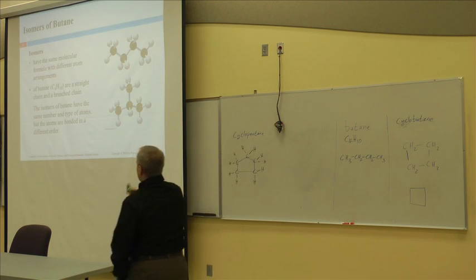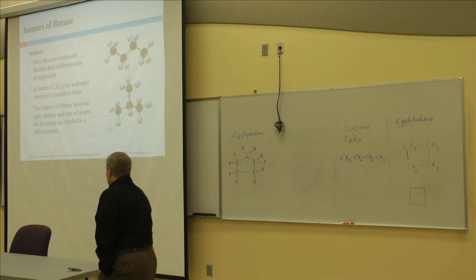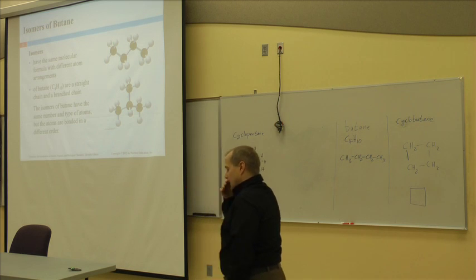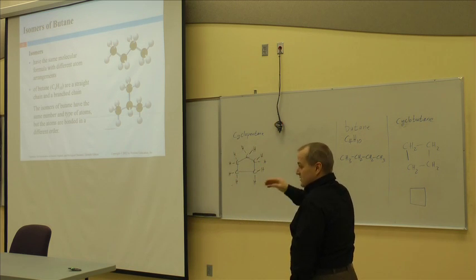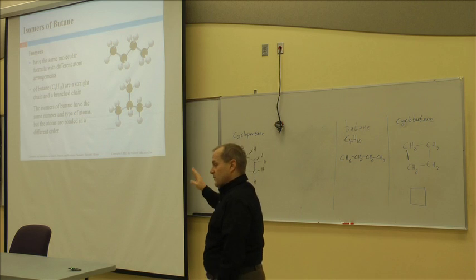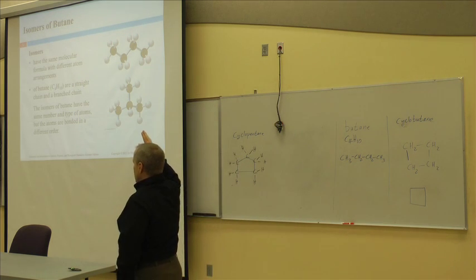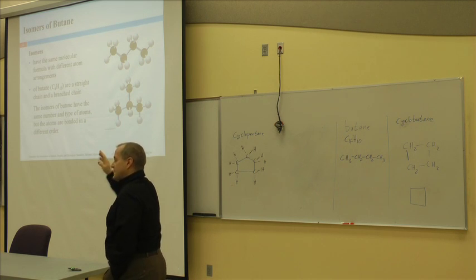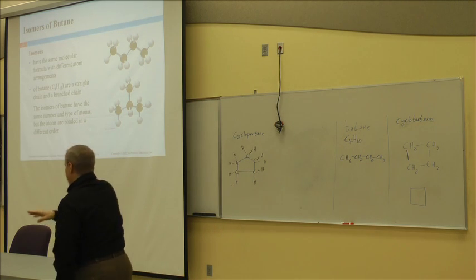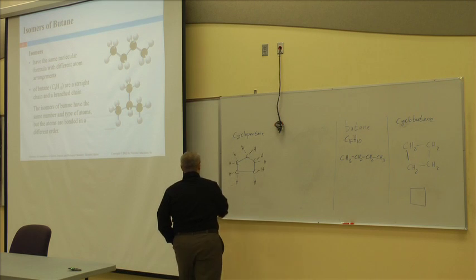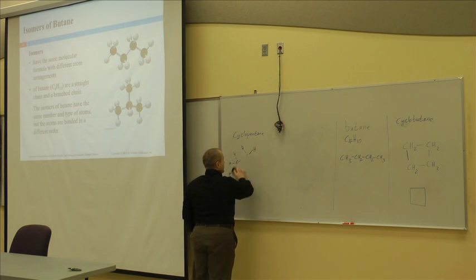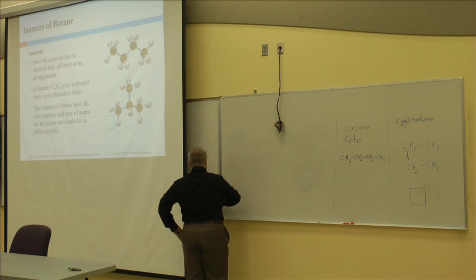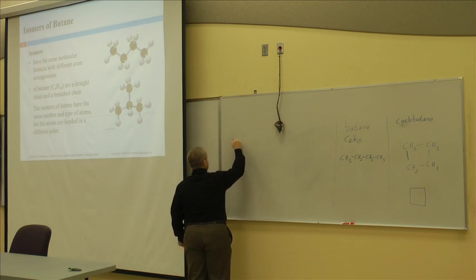All right, first of all, let's write down the word isomer. For this class, there are different kinds of isomers, but for this class we refer to an isomer as a molecule that has the same molecular formula, but a different molecular structure. Now that's weird. Let's draw up an example. This is the simplest example.